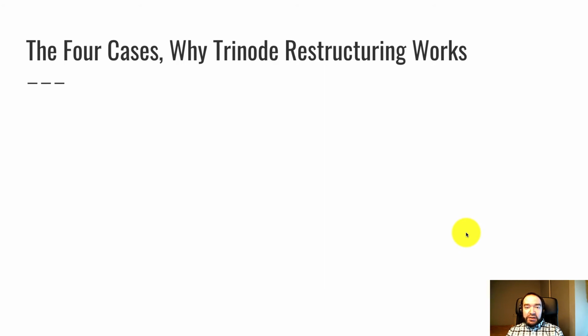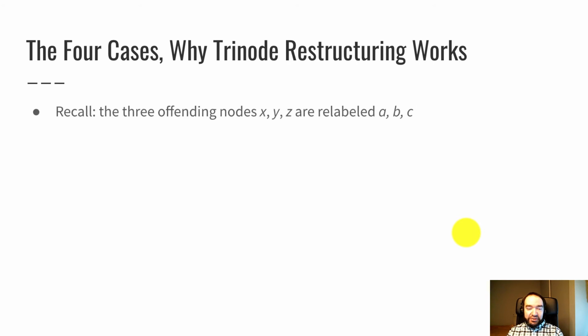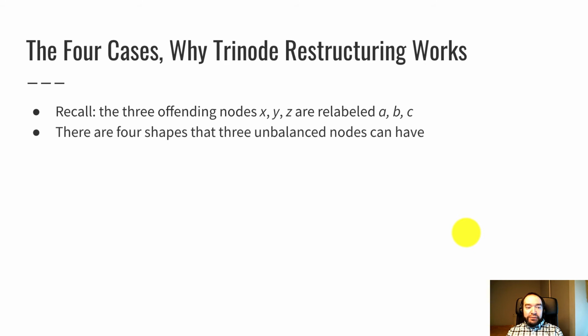Okay, so let's see why this works and see how you can visualize the different cases of what can happen here. There's actually 4 different shapes that can happen before and after one of these restructurings. So remember that the 3 offending nodes, meaning the nodes where the imbalance is happening, the action spot, we call them X, Y, Z. We relabel them to A, B, and C in order. So there are 4 shapes that these 3 unbalanced nodes can have. When you have the restriction that it has to go A, B, and C in order, Z is a grandparent, Y is the child of Z, and X is the grandchild of Z. There's only 4 shapes that can happen if we have an unbalanced situation.